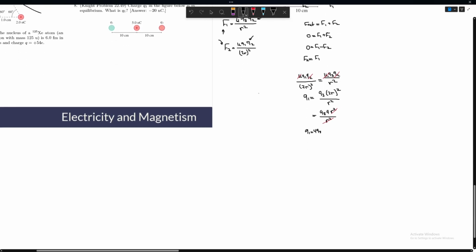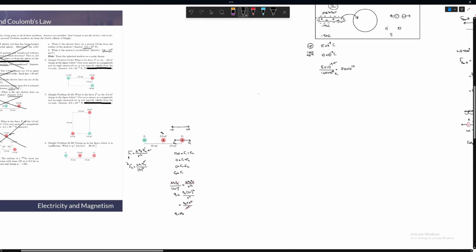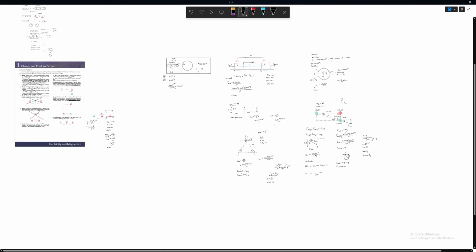That's the direction, right? And that's it for charge and coulombs. This is all the questions that you might get for this unit.